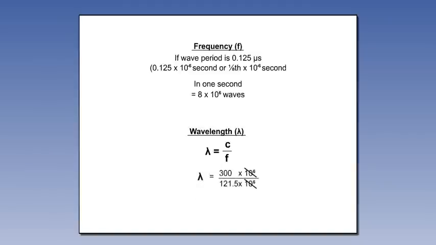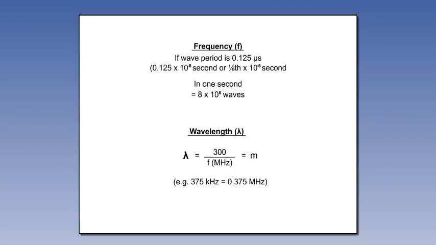So if the frequency of the radio wave is 121.5 megahertz, that is 121.5 million cycles per second, divide the speed of the wave by its frequency, which equals 2.47 meters.